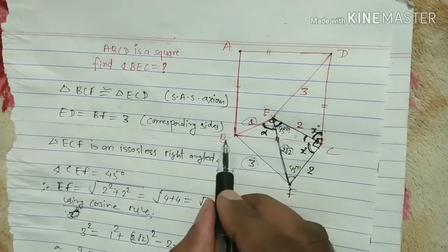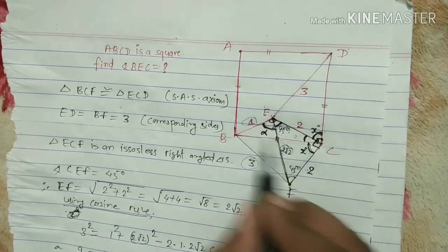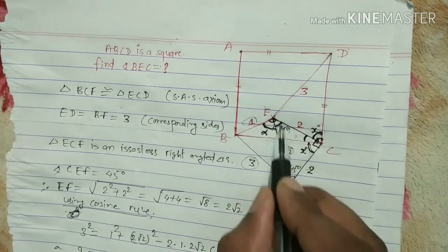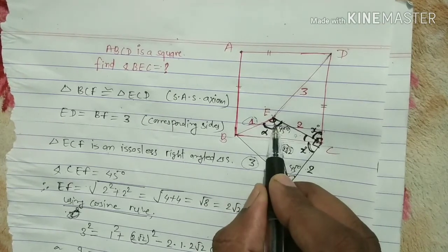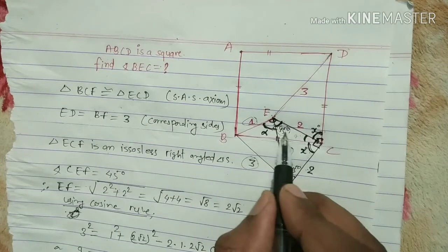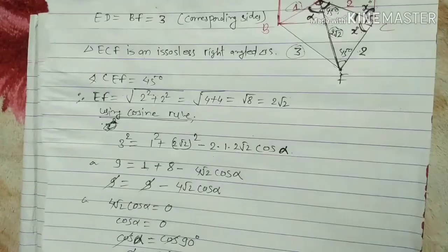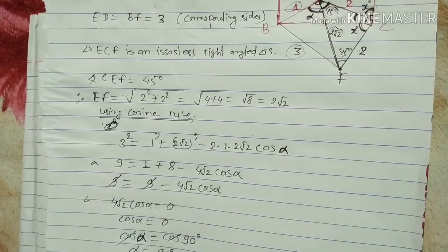So now we have to find the angle BEC. This whole angle is equal to this angle plus this angle. This angle we have already calculated before. It was 45 degrees, as you can see in the figure. And this angle, just now we calculated, alpha is 90 degrees here.